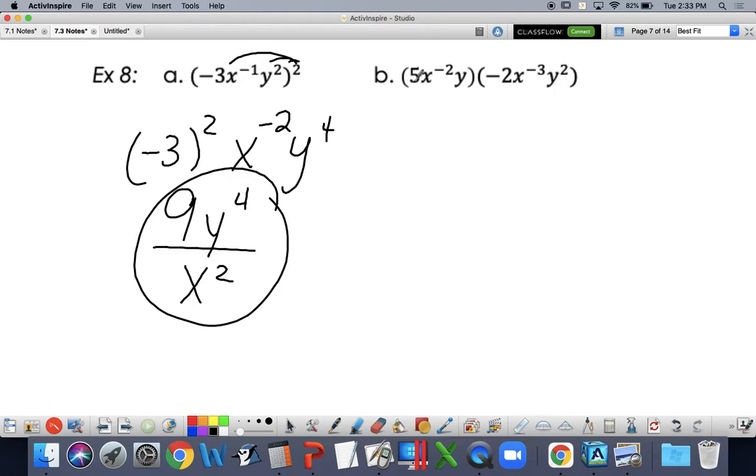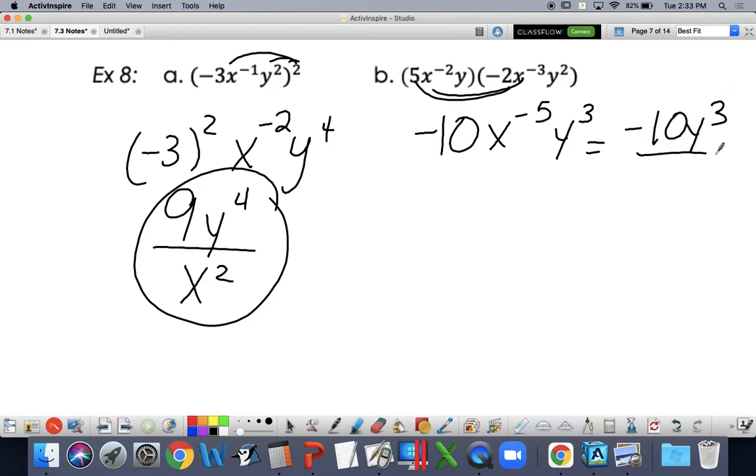All right, I have to multiply these, so I get negative 10, add my exponents, x to the negative 5th, y cubed. I then move the x to the 5th down to the denominator. And I know, right, we see a negative number, and it's going to trick us into thinking that the negative 10 needs to move. But the only thing that moves around is that negative exponent.